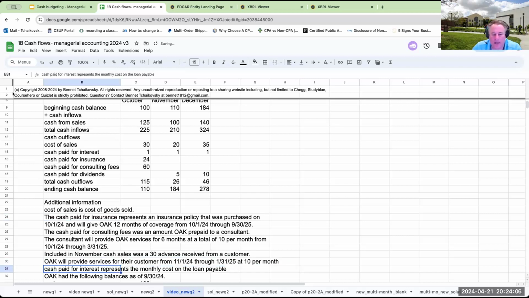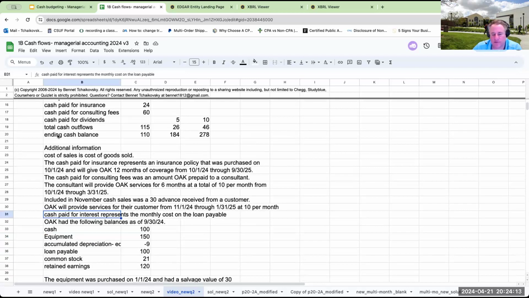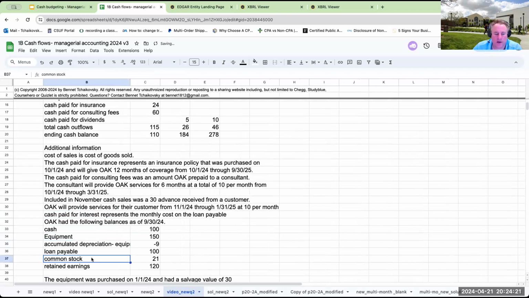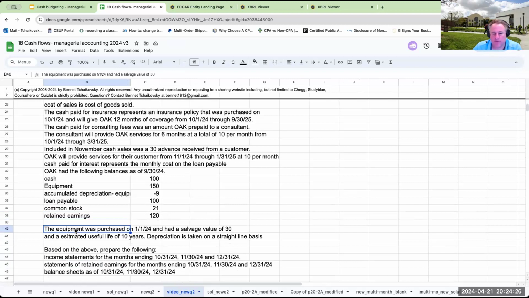Cash paid for interest represents the monthly cost on the loan payable. And then we had the following balances as of September 30th: cash, equipment, accumulated depreciation on equipment, loan payable, common stock, retained earnings. The equipment was purchased on January 1st and has a salvage value of 30 and an estimated useful life of 10 years. Depreciation is taken on a straight line basis. So based on the above, we're asked to prepare income statements, statements of retained earnings, and balance sheets.